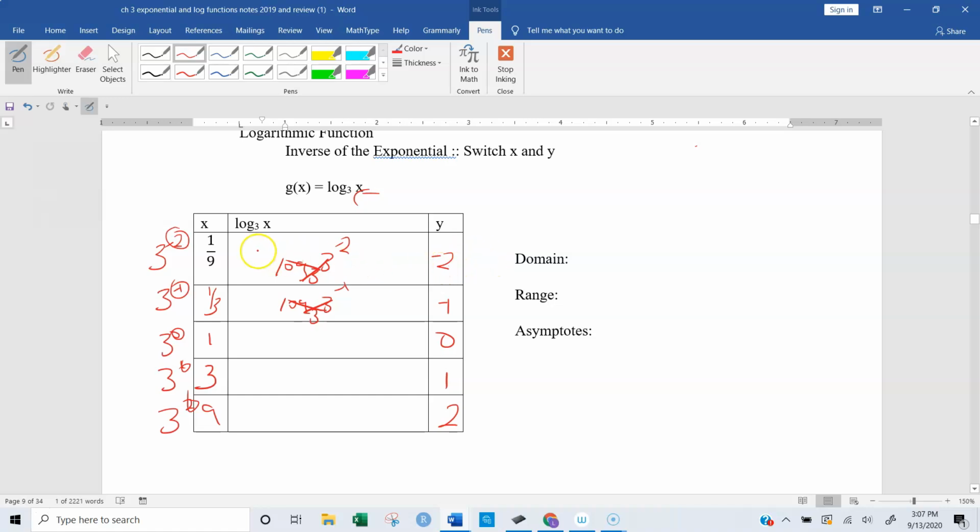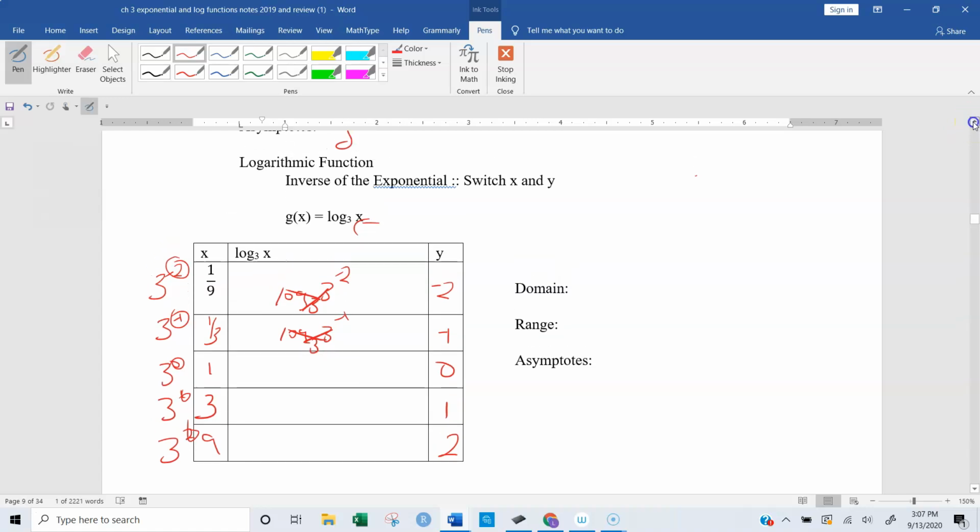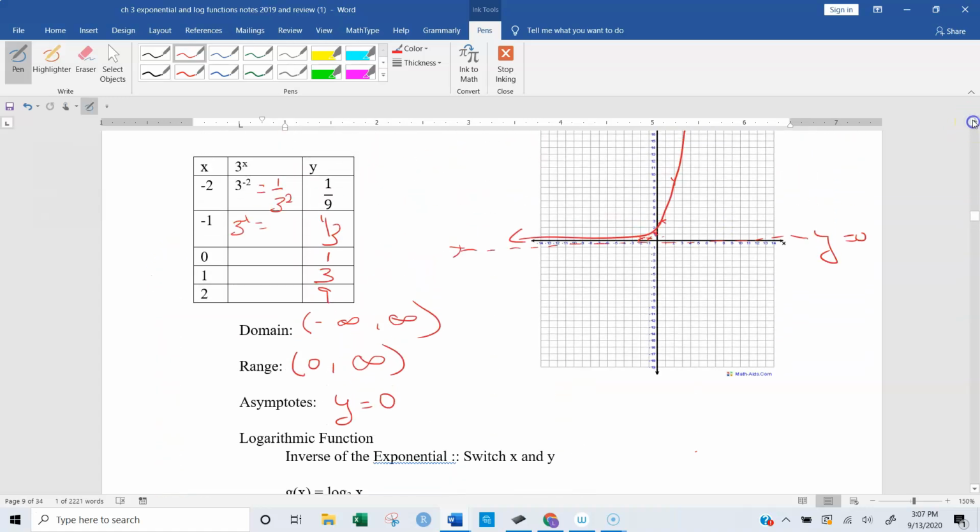Well, if you've noticed, these have just switched spots. Your x's and your y's have been rearranged. Now, if you remember from our last chapter, that's your inverse. Because right here, if I had this point, -2, 1/9, the inverse is when I wrote it backwards, 1/9, -2. Here, this point right here is -1, 1/3. Well, backwards is 1/3, -1. 0, 1 is 1, 0. 1, 3 is 3, 1. And then 2, 9 is 9, 2. And that's your inverse, or your log function.